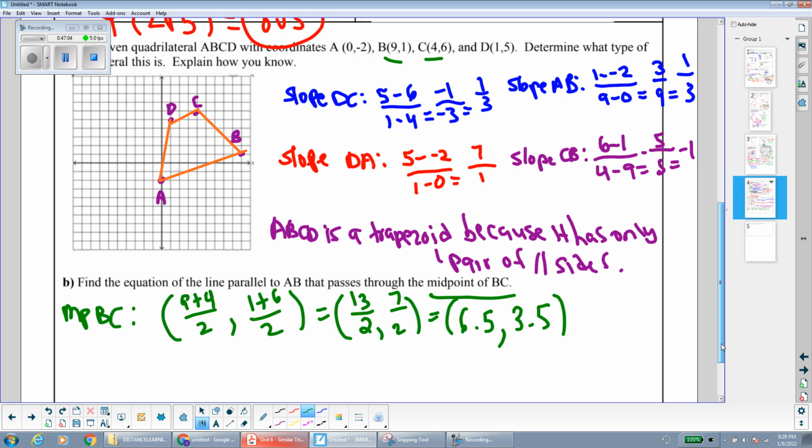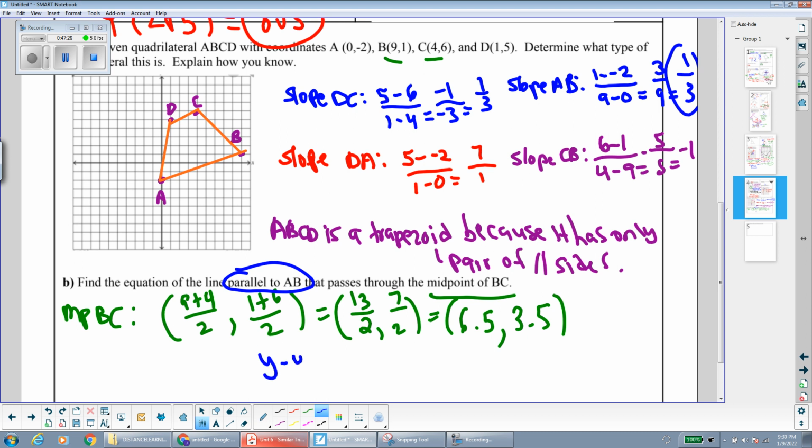So we have the point that we're using. That point is on the mid segment of the trapezoid because it's the midpoint of one of the legs. And now we just need the slope. It tells us that it should be parallel to AB. We know that the mid segment is parallel to the bases, and we already found that the slope of the bases is 1/3. So our slope is 1/3.